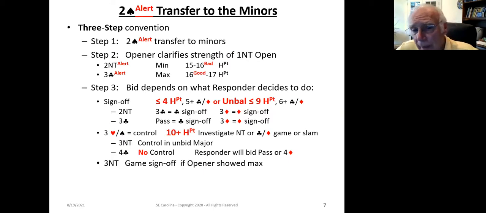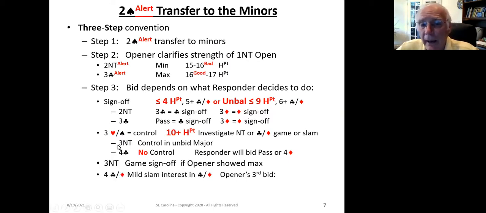Okay, so three no trump, if after the two no trump, if after three clubs is bid showing the minimum, or two no trump or three clubs showing the minimum and the maximum, if you've got enough points and you've got the stoppers, you can just go straight to game in three no trump. Okay, if you have no interest in no trump because you have a very distributional hand, four clubs or four diamonds shows mild slam interest in the bid minor.